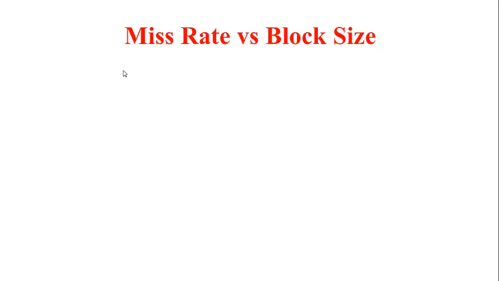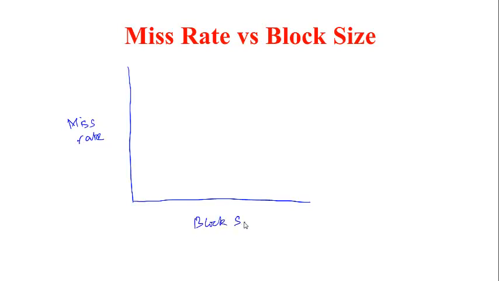For a typical program, the miss rate as a function of block size will look something like this. The miss rate on the y-axis and the block size on the x-axis.